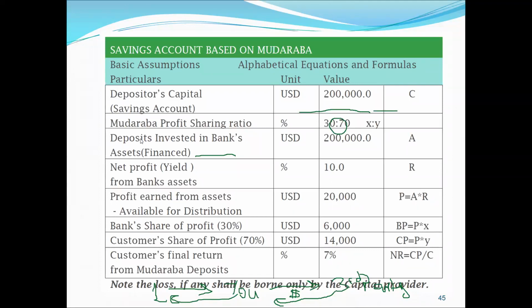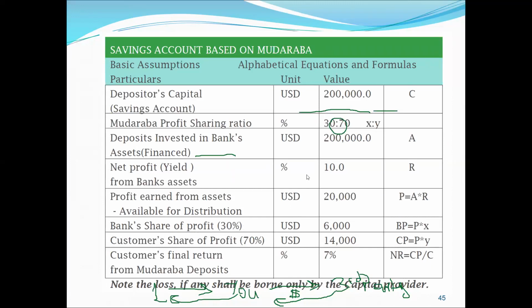Okay. You deposited 200,000. You agreed on a Mudaraba contract, which is 30 to 70, and your money will be invested in a specific project. The net profit from the bank's asset is 10%, and the profit earned from the asset will be $20,000, available for distribution. So the bank share of profit will be 30%.